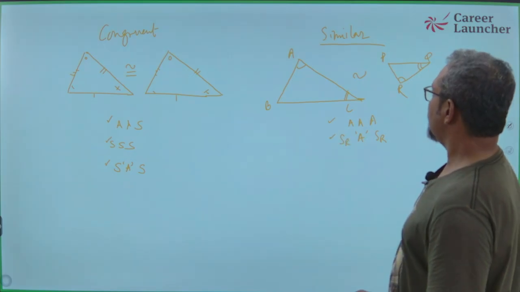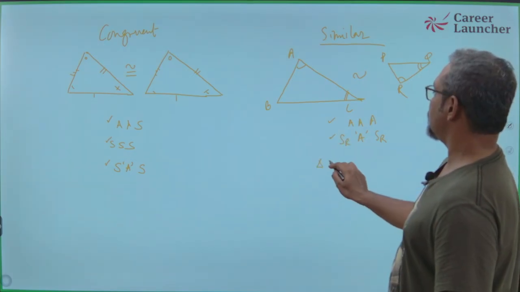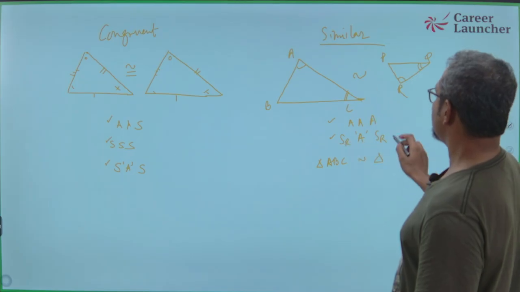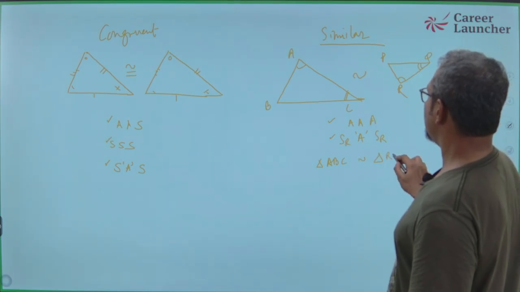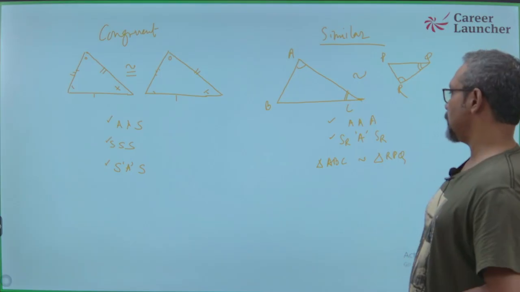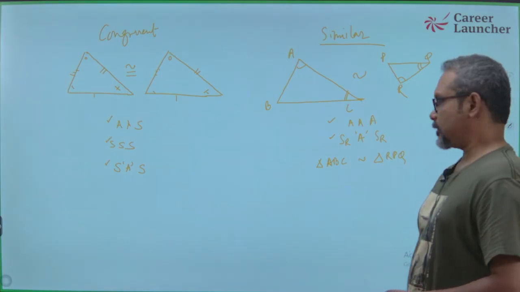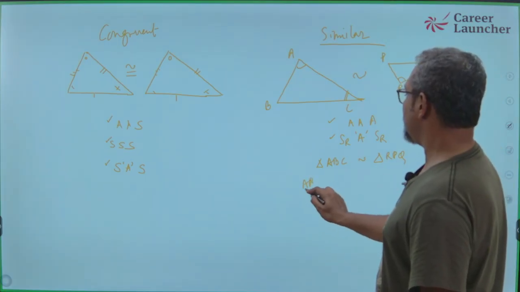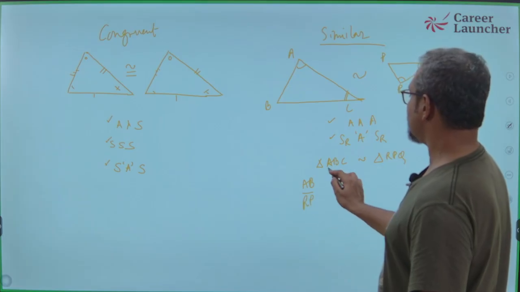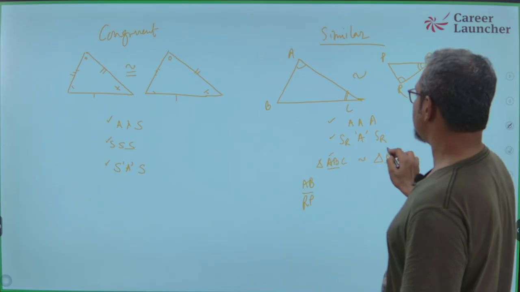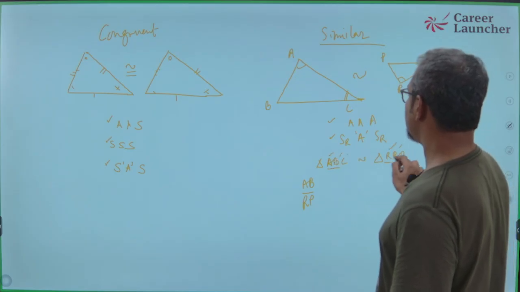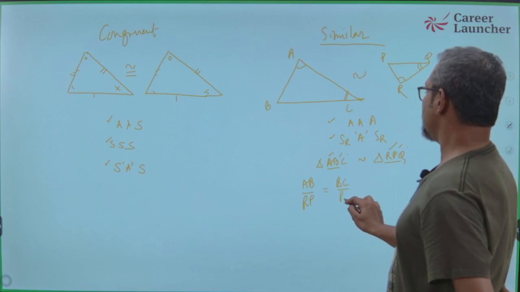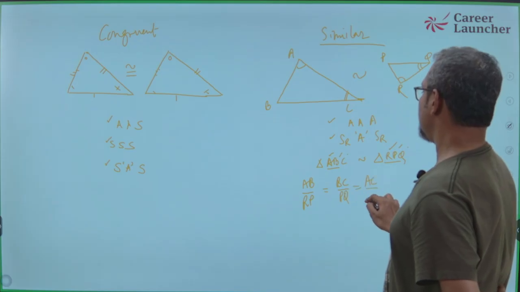Either of the two. The result of similarity is, so triangle ABC is similar to triangle, so A corresponds to R, B is P and C is Q. So ABC is similar to RPQ. As a result, what happens is the sides will be in proportion. So we have AB over RP. Always write it in proper sequence, okay. A corresponds to R, B to P and C to Q. So AB over RP equals BC over PQ equals AC over RQ.